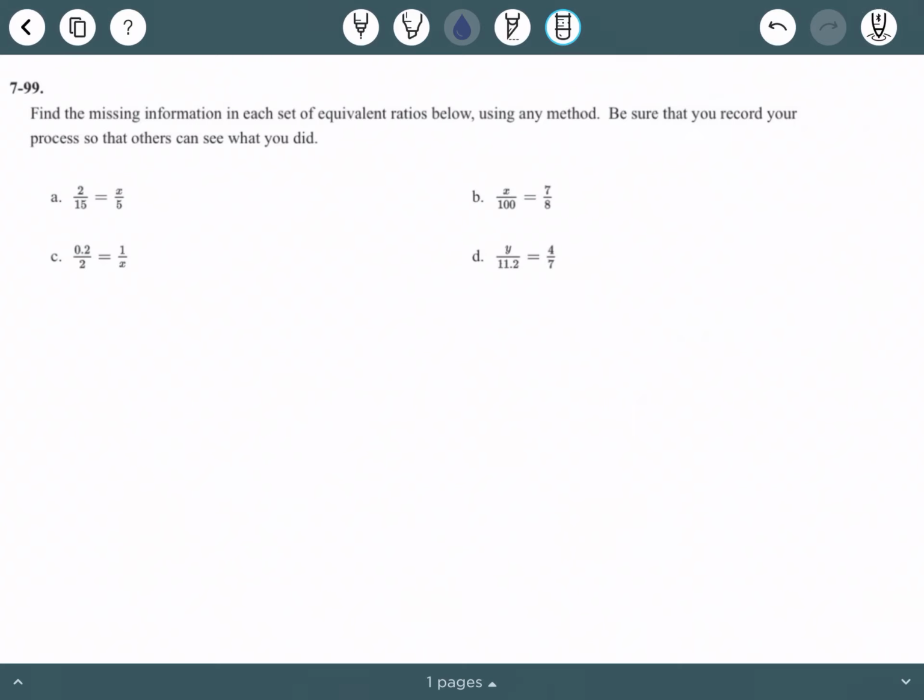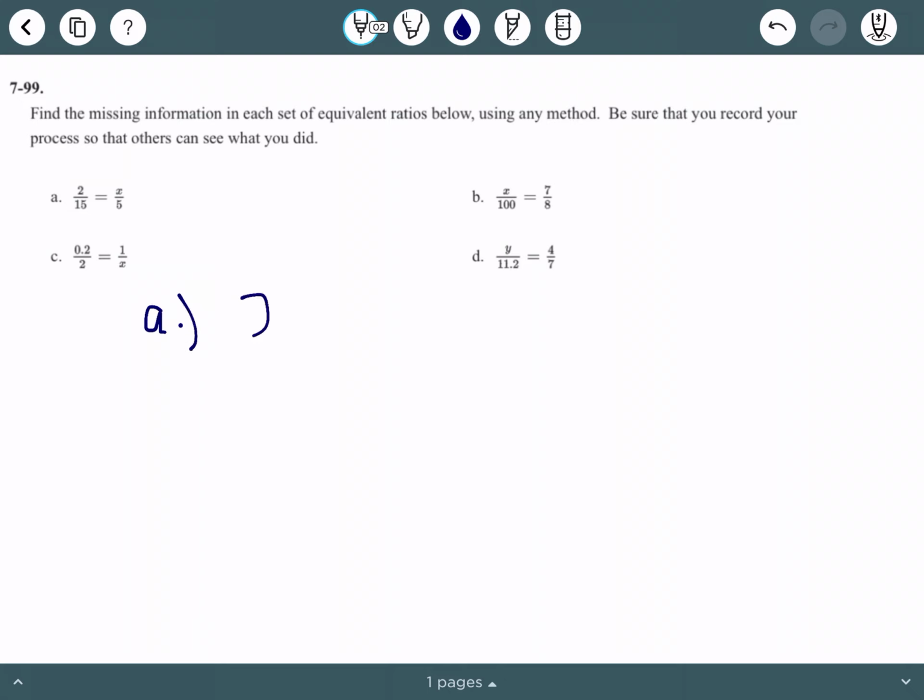All right, problem 799. Find the missing information in each set of equivalent ratios below using any method. Be sure that you record your process so that others can see what you did.